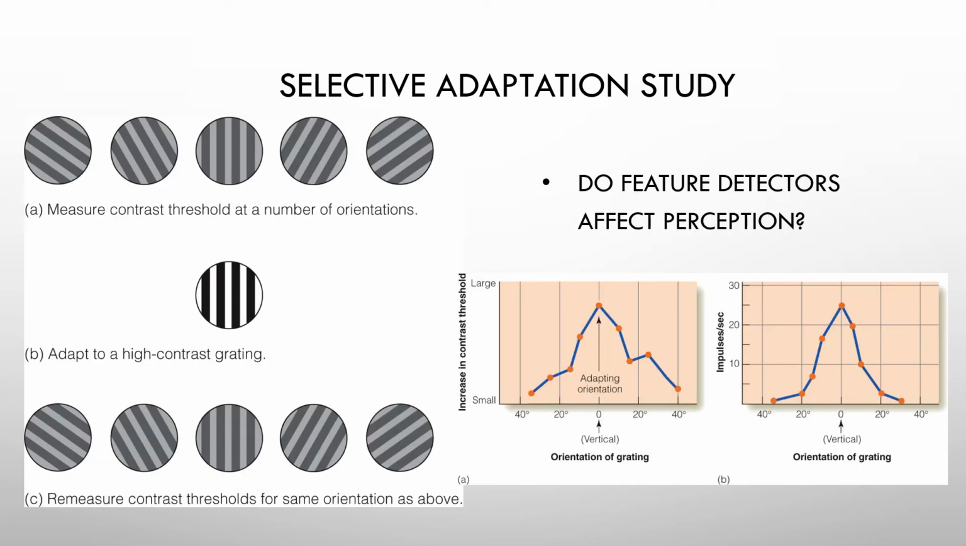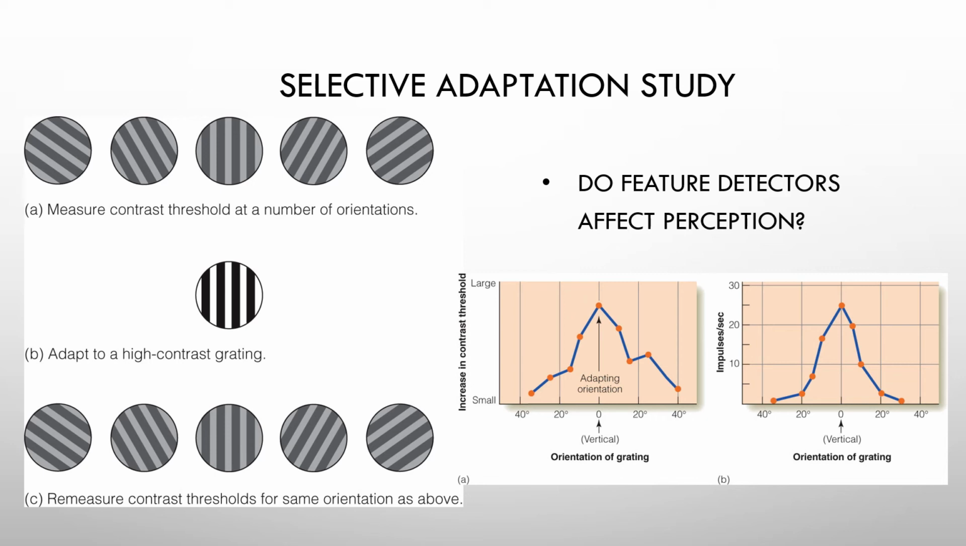So the study looks something like what is on the left. If what I'm looking at is the question of these vertical bars and neurons that are responding to vertical lines, then we start by measuring the contrast threshold at a number of orientations: vertical, various oblique lines, and horizontal lines. Then we have somebody adapt to a high contrast grating. They look at a fixation cross, and the grating, maybe they're looking right at it, maybe it's in a different part of the visual field, is going to stay there.